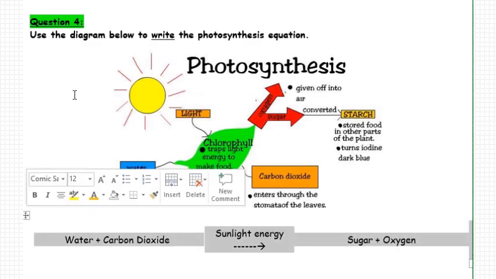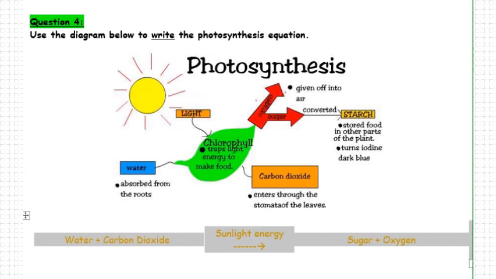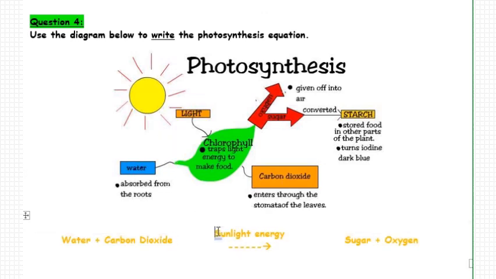Okay, again, the plant puts water and carbon dioxide together. It uses the sunlight energy to mix them. The plant will get sugar and release oxygen to the outside.